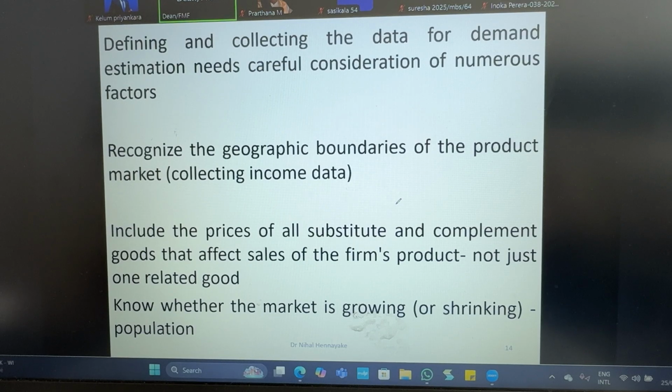Then with the help of the estimated demand equation, you have to predict the demand for January 2025. That's it. Inoka, is that okay for you? Yes, sir. If we are using SPSS, you mean we are doing quantitative research? Quantitative, yes. And if we do SPSS, you mean we have to take secondary data, we are not running a questionnaire? No, no need.